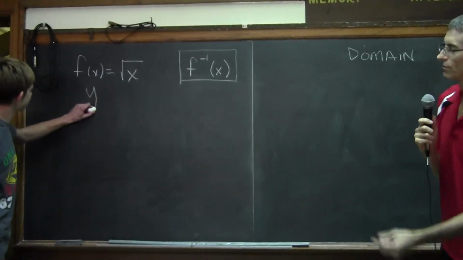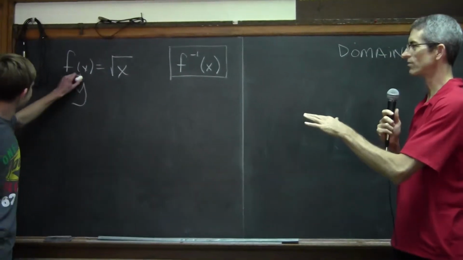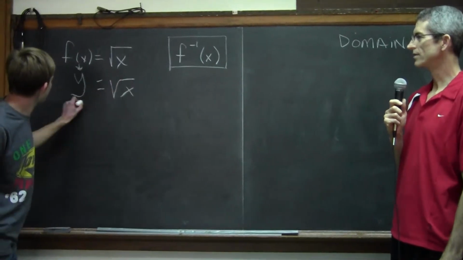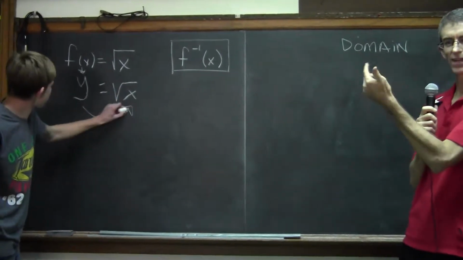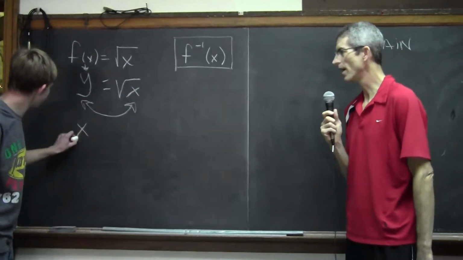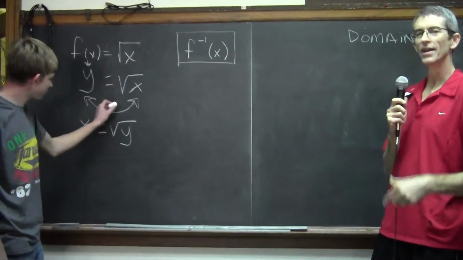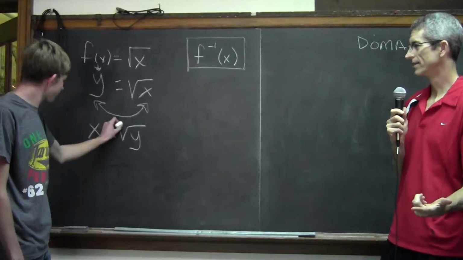So first thing he's going to do, remember step one is write y equals, he's going to substitute that in for f of x. The second thing he's going to do is flip the x and the y, right? And he's going to rewrite it. X is square root of y. So far, so good. And now you have to solve for y.